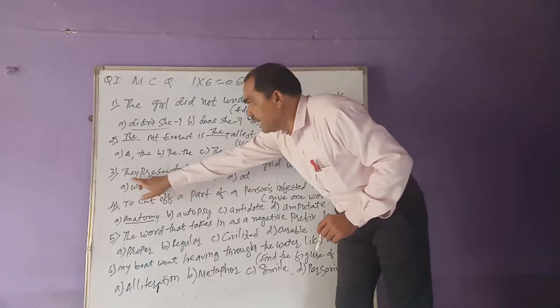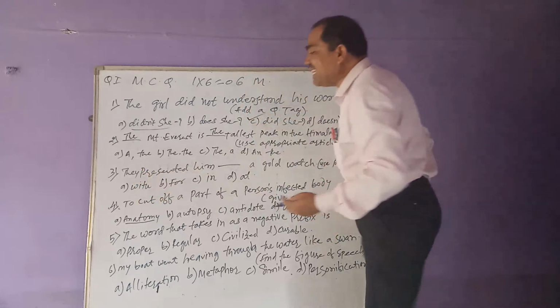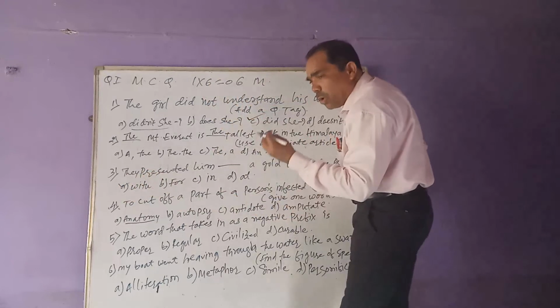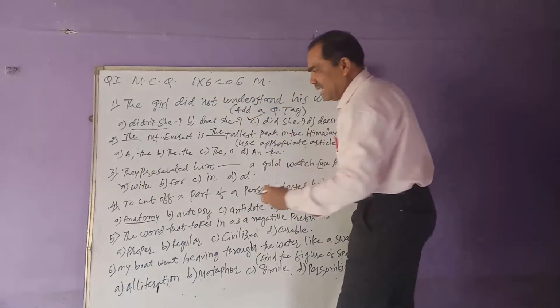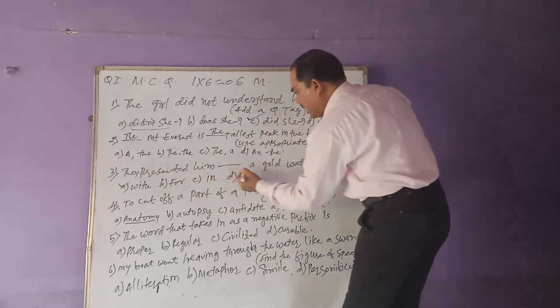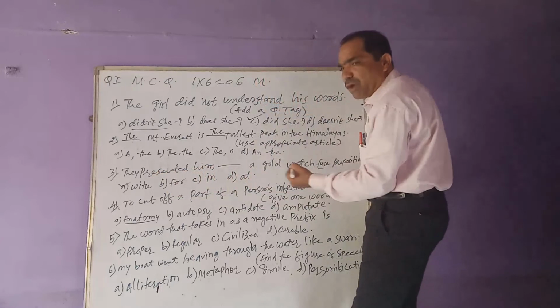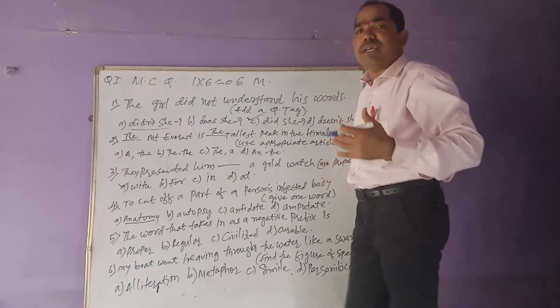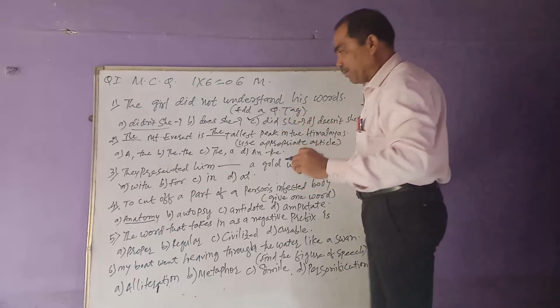Remember, here in this one, the option with is the correct one. They presented him with a gold watch. Gold watch के साथ उसको present दिए, not for. They presented him for a gold watch, नहीं. For a gold watch, how is it? If he has done something glorious, then for would have come.